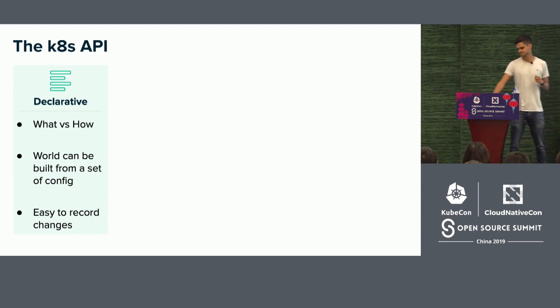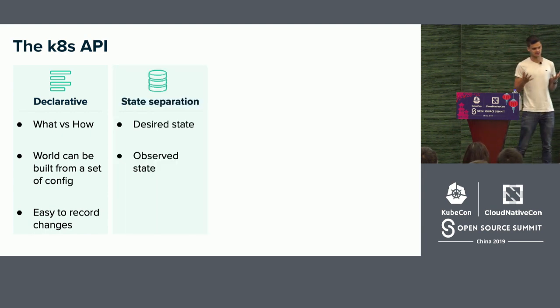So next is that the Kubernetes API has this clear separation of state. So there are two pieces of state. One is the desired state that is specified by a user or another system. Then the other is the observed state of the system. So you have this clear separation that's uniform across the Kubernetes API, and that allows for ease of reasoning about the system.